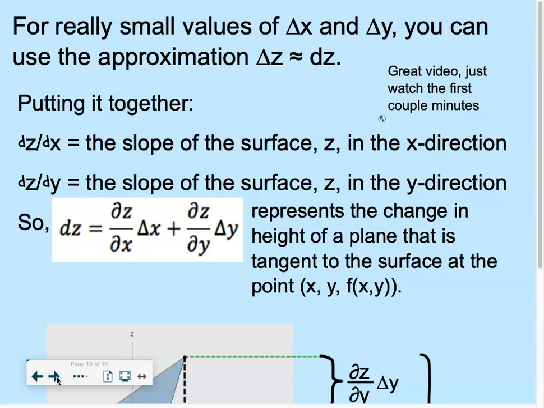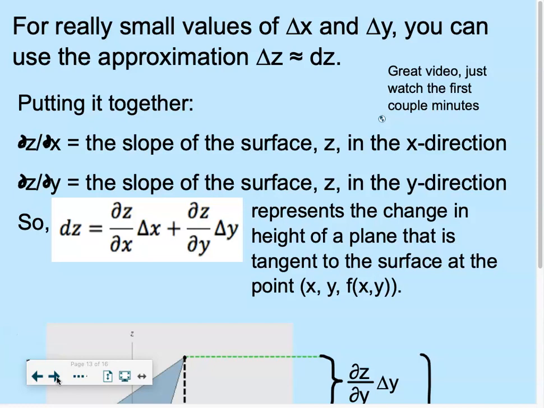By the way, I did not have the font for the del symbol when I was typing this, so this is supposed to be partial. I didn't have the font here. I can write over it. Del. There we go.